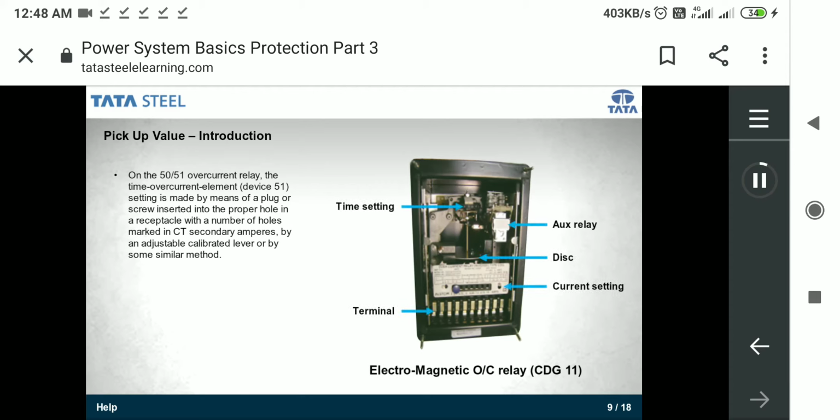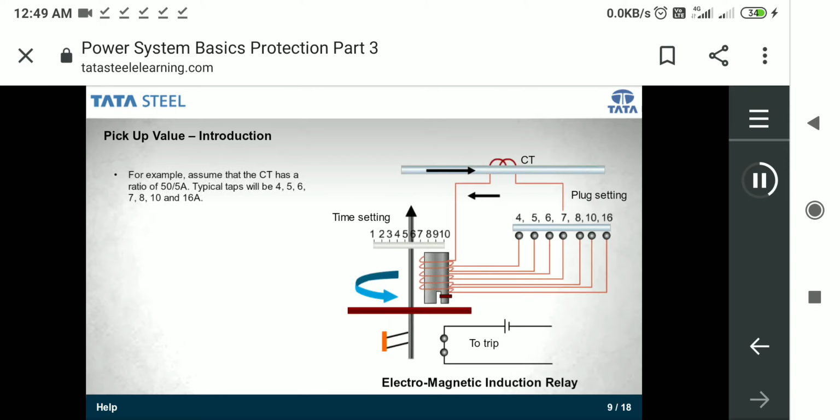Let us now look at how a pickup value is set in a relay. On the 50 by 51 overcurrent relay, the time overcurrent element or device 51 setting is made by means of a plug or screw inserted into the proper hole in a receptacle with the number of holes marked in CT secondary amperes by an adjustable calibrated lever or by some similar method. This selects one secondary current tap, or the total number of taps depends on the relay on the pickup coil.